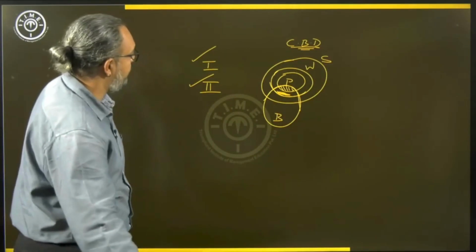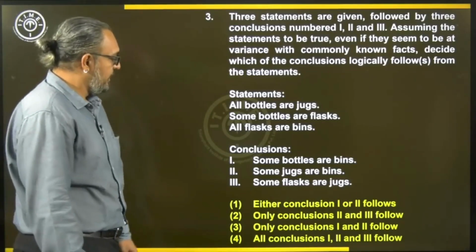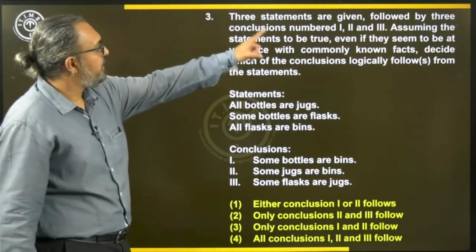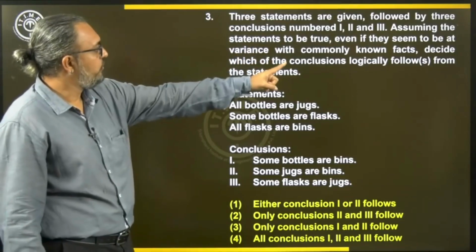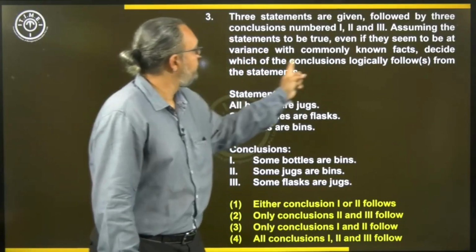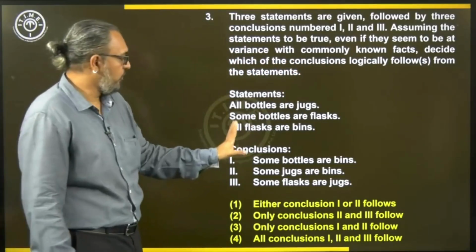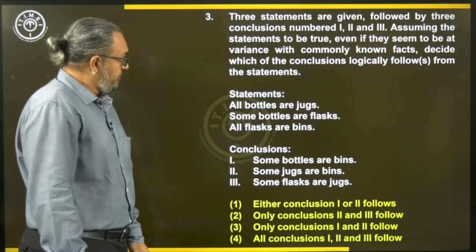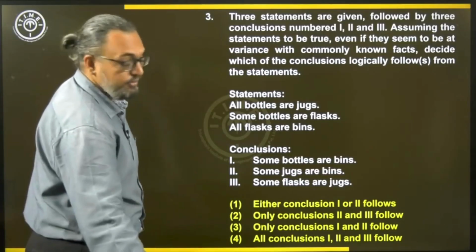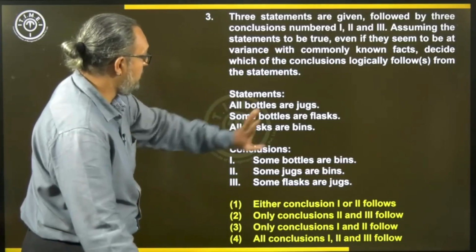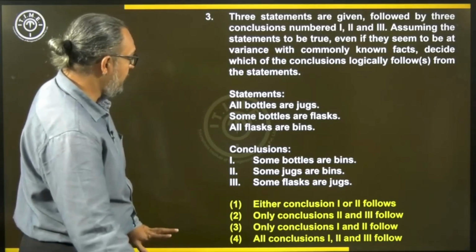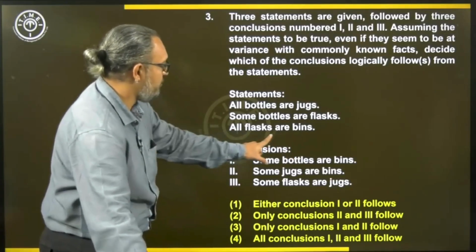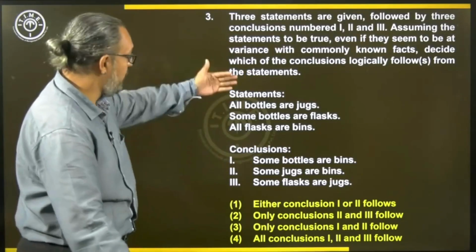Then next. Now again we have 3 statements and 3 conclusions, numbered 1, 2, 3, and then he says decide which of the conclusions logically follow. Okay. Now again let's start with the statements. So we have all bottles are jugs. And then we have all flasks are bins. So there is no commonality. So we'll have to do one by one.